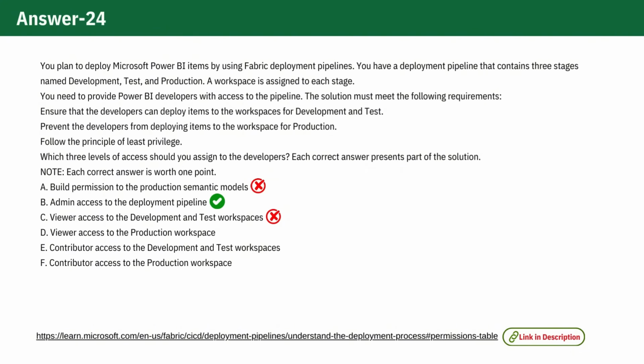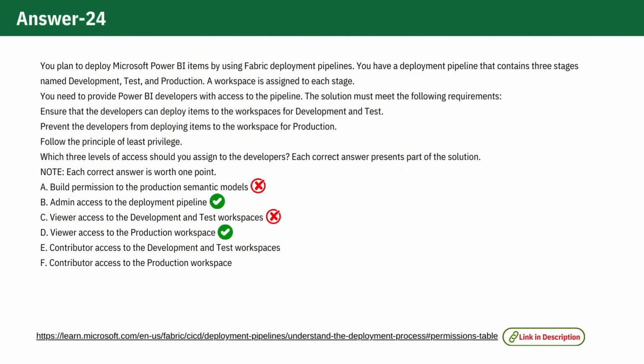Option D. Viewer access to the production workspace. Assigning developers as viewers in the production workspace ensures they can see but not deploy or modify content in production. This adheres to the principle of least privilege, making it the correct choice. Option E. Contributor access to the development and test workspaces. Contributor access allows developers to make changes and deploy items within the development and test workspaces.